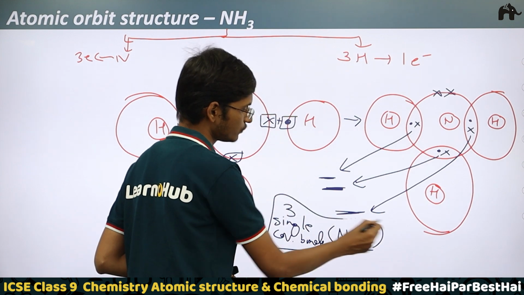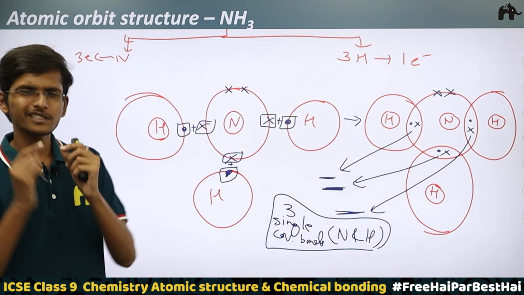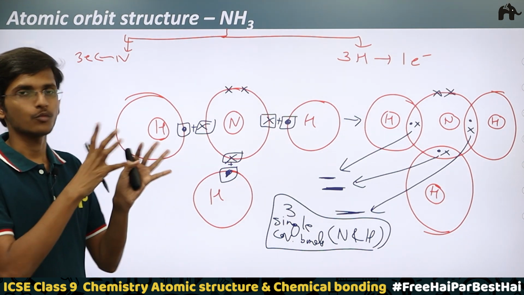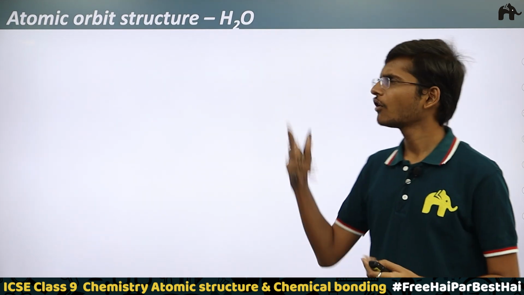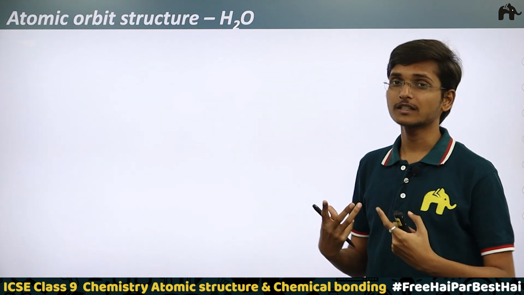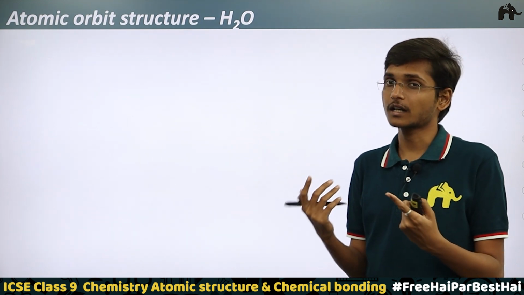So this thing you need to understand. Clear how it is formed? Slightly tricky, slightly new to you, but yes, this is how ammonia is formed. Now moving ahead to the next covalent compound, or you can say covalent molecule as well, water. Now how is water formed? How are hydrogen and oxygen atoms combined?